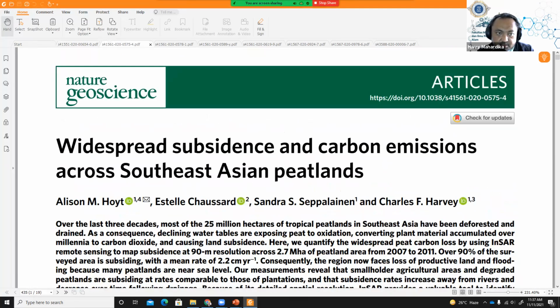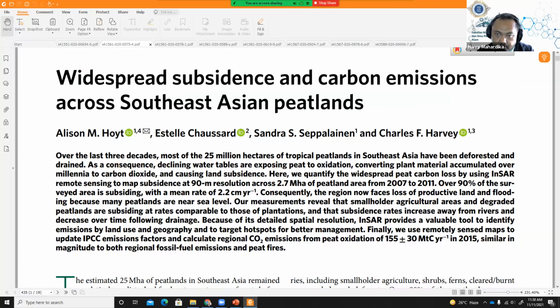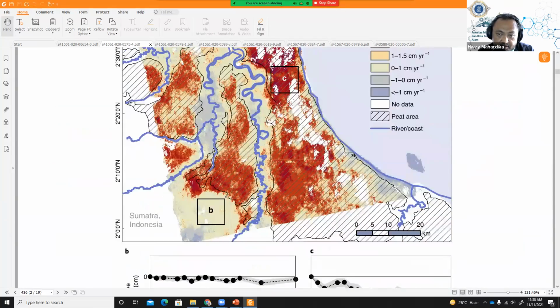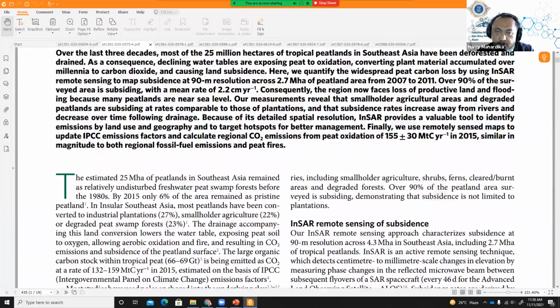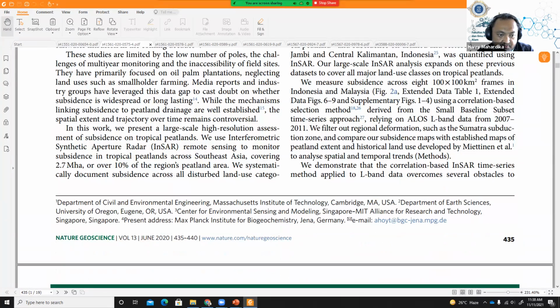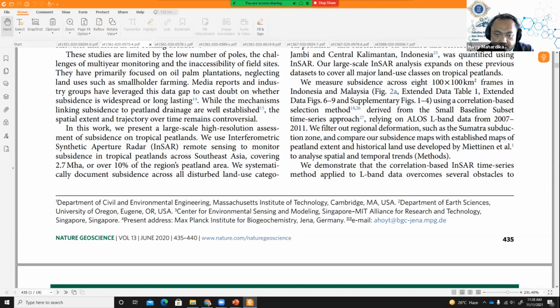The second title is chosen from Nature Geoscience, titled "The Widespread Subsidence and Carbon Emissions Across Southeast Asia Peatlands," related to the increasing emission of carbon and the subsidence that also occurs alongside it. The data itself is coming from Sumatra, but the authors are from the Massachusetts Institute of Technology, Department of Civil and Environmental Engineering, and then the Department of Earth Sciences, University of Oregon, and then the Singapore-MIT Alliance for Research and Technology, Singapore.